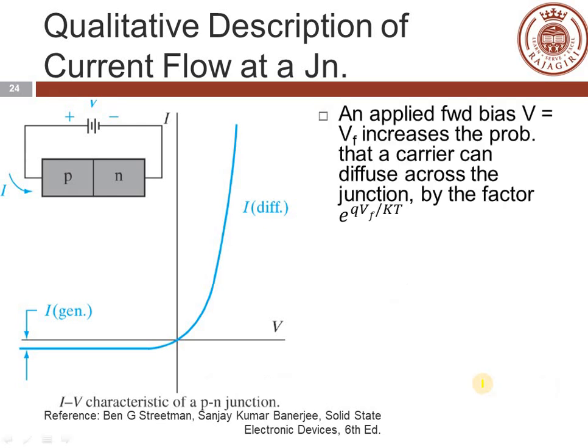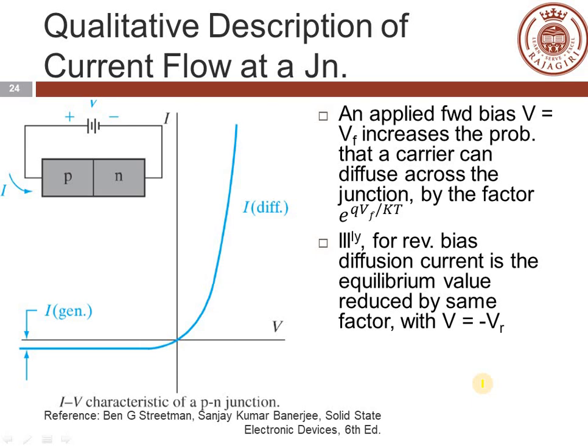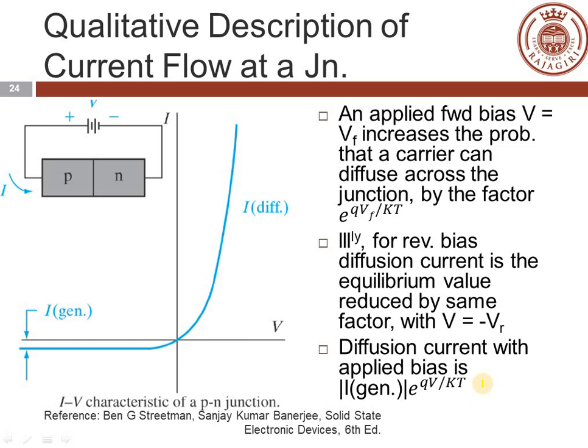Now, if you apply a forward bias V equal to VF, that will increase the probability that a carrier can diffuse across the junction by the factor e to the power Q VF by KT. Similarly, for reverse bias, the diffusion current is the equilibrium value reduced by the same factor with V equal to minus VR. So the diffusion current with applied bias can be written as modulus of I generation into e to the power QV by KT, where V may be plus VF or minus VR.